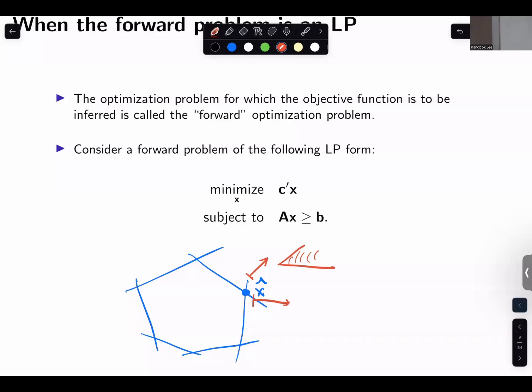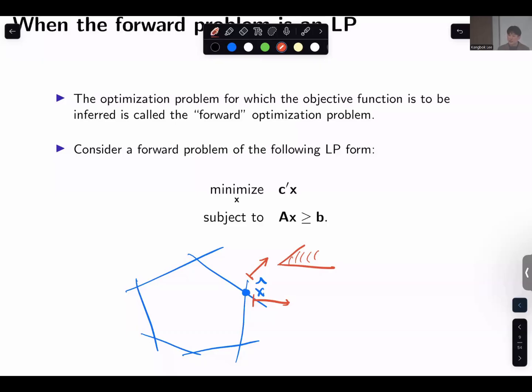Given X hat, find me a C vector that makes it optimal. In other words, it is equivalent to saying, find me a C vector that allows the given solution X hat to satisfy LP optimality conditions. It's the same problem. And what are the LP optimality conditions?